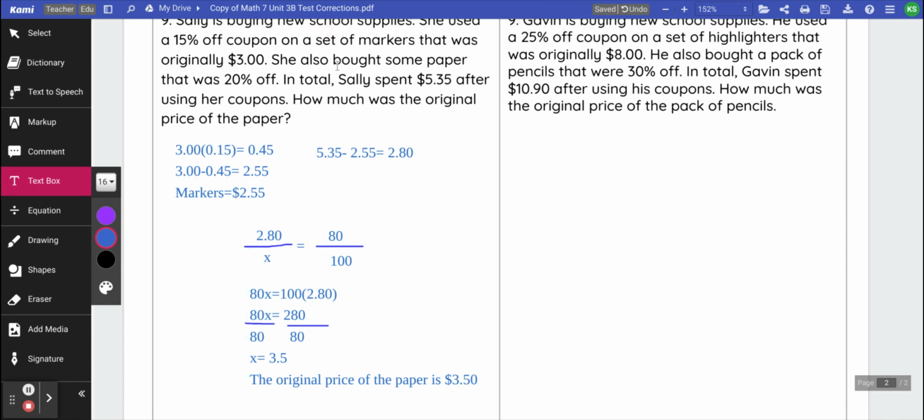Okay, this problem is a little bit tougher because you had to do multiple steps to figure that out. So you have a problem off to the right. I want you to try that problem and put your answer in the formative, and then go to the last problem on your test corrections.